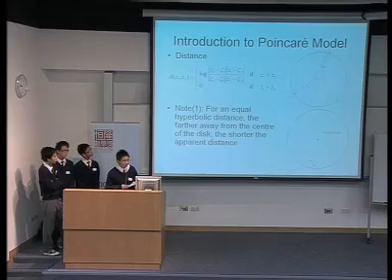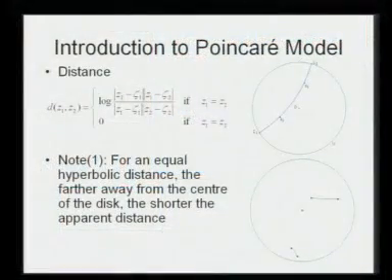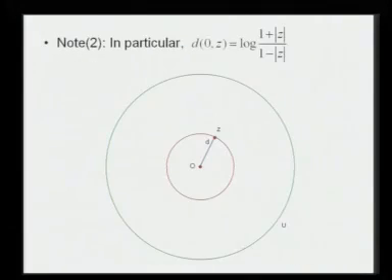And then we define the distance between 2 points in the model by these formulas. And there are 2 notes we should be aware of when we see the definitions. First, for an equal hyperbolic distance, the farther away from the center of the disk, the shorter the apparent distance. And secondly, if one of the points is on the center of the disk, the formula can be simplified by this. And in our research, we often rely on this formula to calculate the distance.